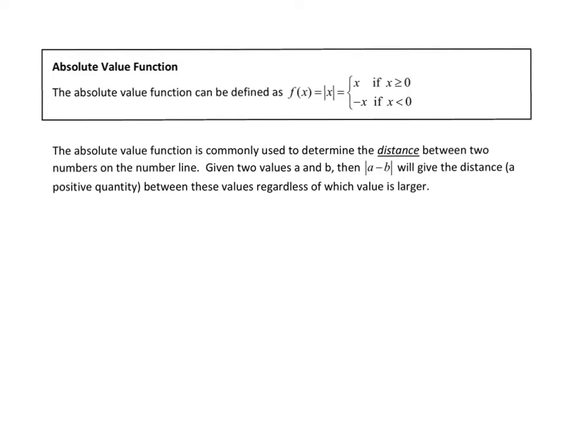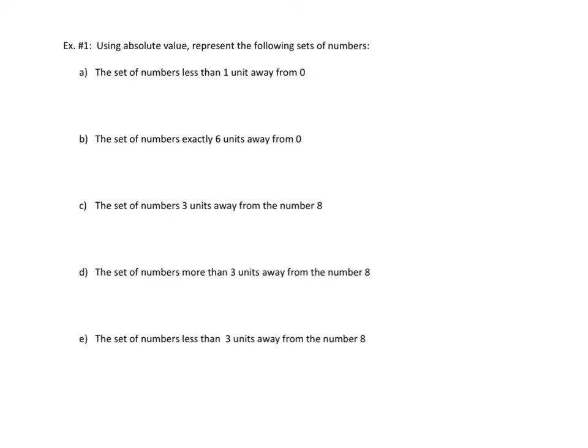So let's look at a couple of different statements and see if we can write these as absolute value statements using this idea of distance. So first, let's think about the set of numbers that are less than 1 unit away from 0 on the number line. So if we were to draw a number line here, imagine 0 being in the middle of our number line. And think about being 1 unit away from 0. So you could go 1 unit to the right, but you could also go 1 unit to the left. So this distance between 0 and 1 is 1 unit.